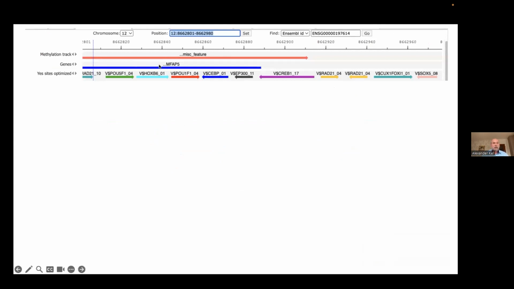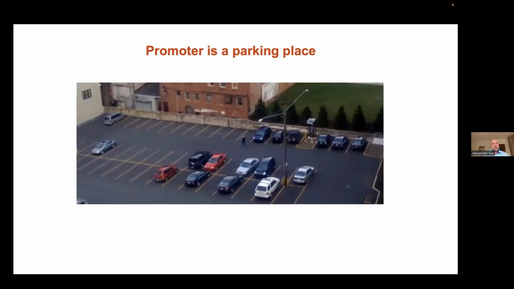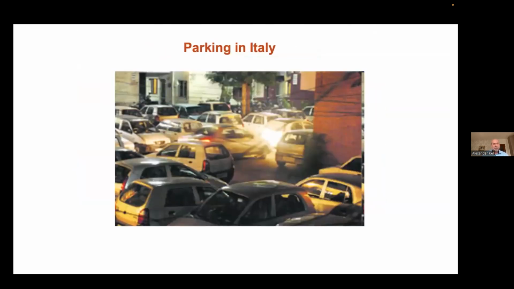For instance, here is the gene called MFAP, with the first exon going in the reverse direction, from right to left. You see that there are many motifs there, but when you start searching for them more and more, you see this picture. Basically, everything is predicted many times by various types of motifs. So it's not a consecutive text of motifs, it's something different. We thought it was something really organized, like a parking place in Germany, but it seems more like a parking place in Italy, where all these transcription factors just try to find an opportunity to bind to their parking place.